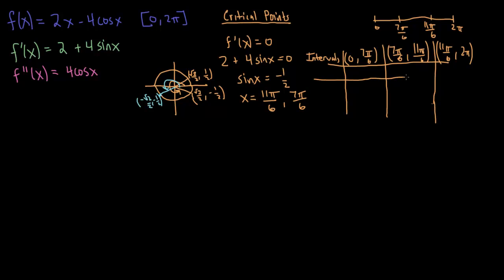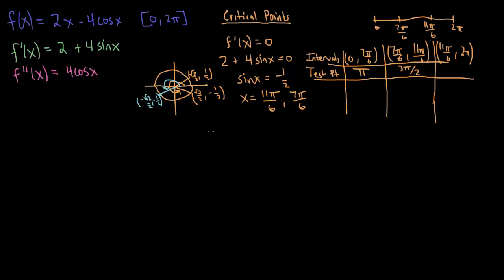Now we need to pick a test point from each of those intervals. Let's try to pick nice ones. So essentially we have from 0 radians over here to 7 pi over 6 radians. I'll pick a nice one. Let's pick pi. Okay. What's a nice one between 7 pi over 6 right here and 11 pi over 6 right there? I think 3 pi over 2 is nice.